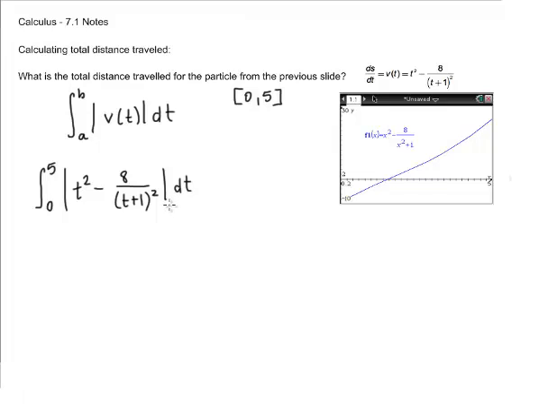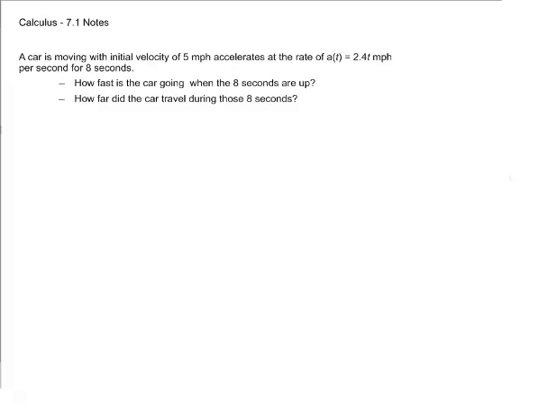You've got a definite integral. Your technology can help you. If you want to do it the old school way, that's fine. But just go ahead and punch this in, and what you're going to end up with is approximately 42.59 units. So instead of just being told where we end up as a final position, we're actually looking at exactly how far this particle traveled.